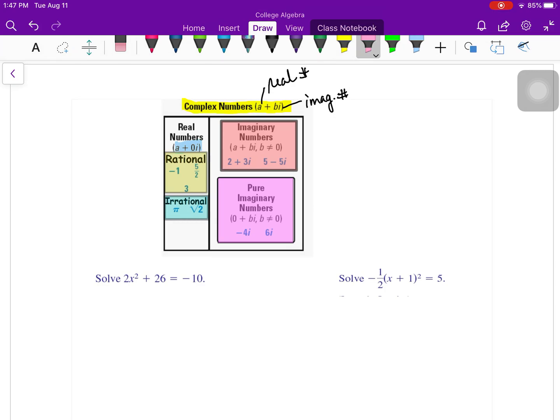Then, if we have a plus bi, those are called imaginary numbers, like 2 plus 3i, 5 minus 5i. But if we have 0 plus bi, that is a pure imaginary, because all we have is the imaginary part, like -4i or 6i. So by having a complex number system, we can now solve any quadratic.